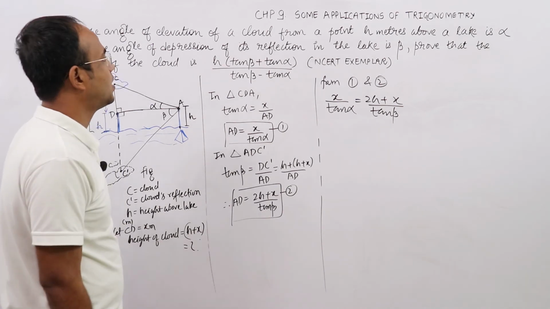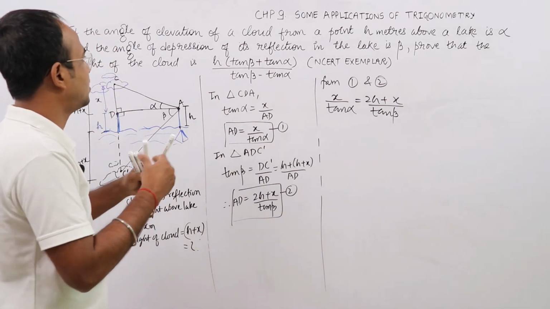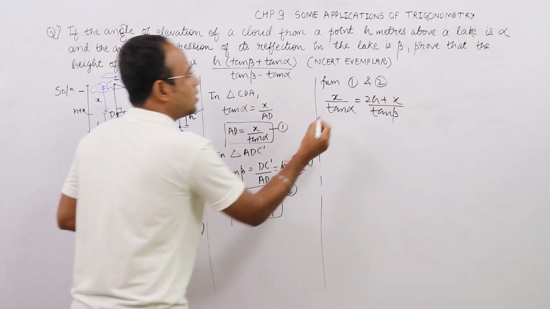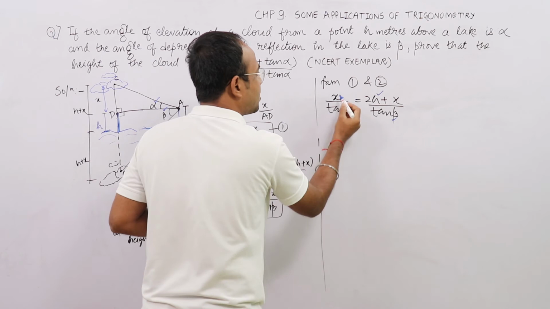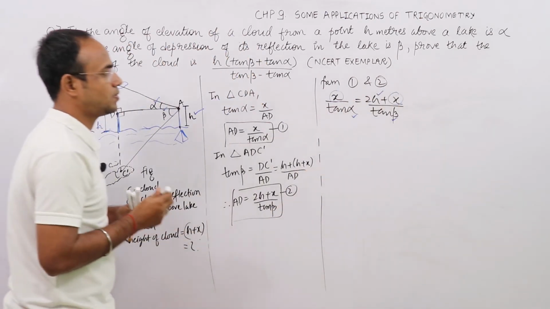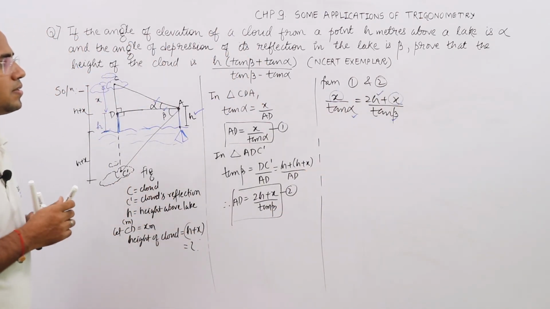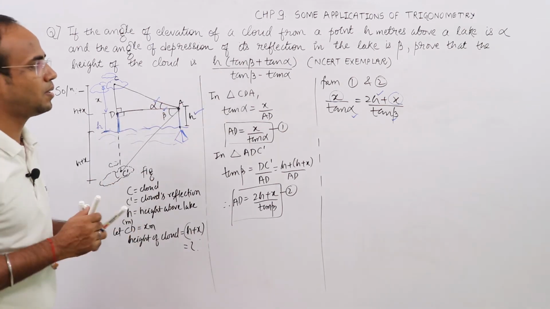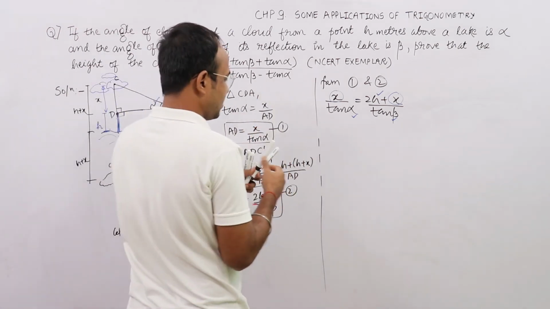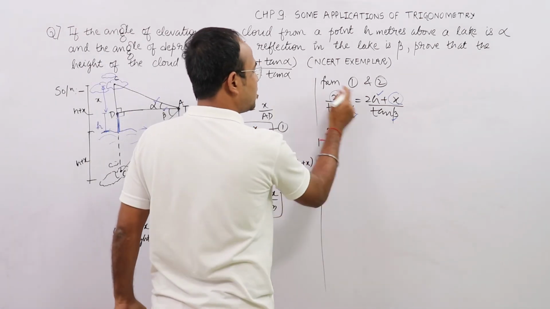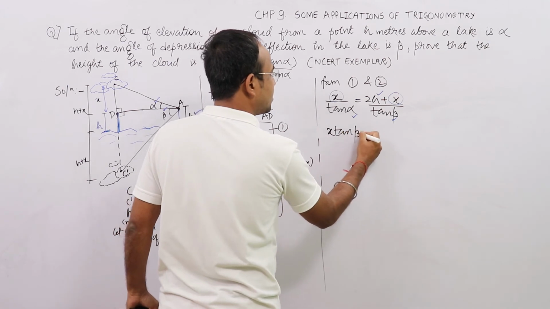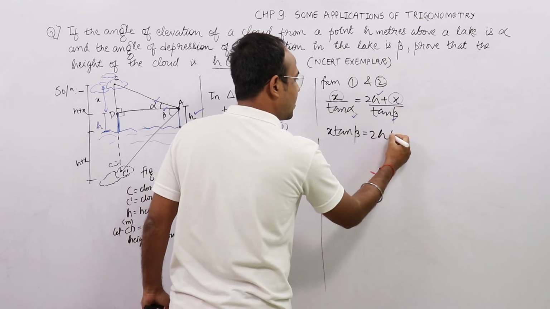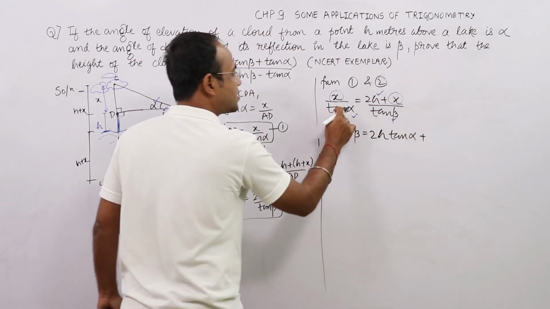Now what is to be found out? What are the known things? Let us understand. This h is known, and alpha and beta are given. So x is to be found out. How to calculate this x? Since all is in terms of tan, we will keep it in tan. We cross multiply like this. So this will be x into tan beta equal to 2h into tan alpha plus x into tan alpha.